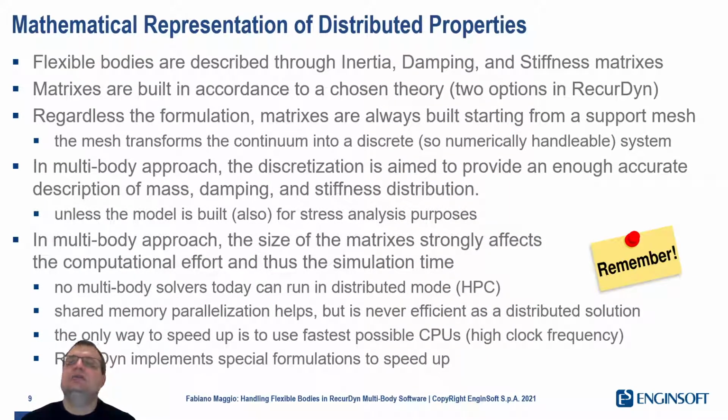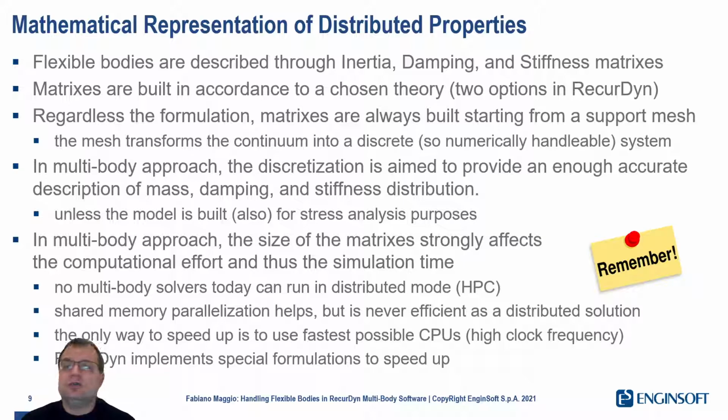How can we represent distributed properties? Well, we still need to deal with inertia, damping, and stiffness. These are the basics of dynamics, and we have to find a way to represent these quantities, although in flexible bodies they are now related to something that changes in shape and position in space. This is done through matrices, and these matrices are big or small depending on the formulation, and they contain the information for the solver.